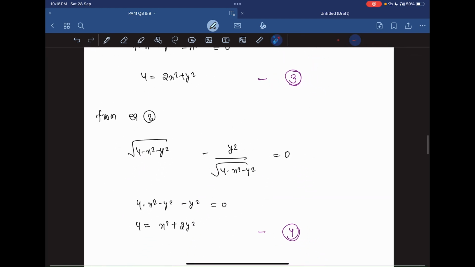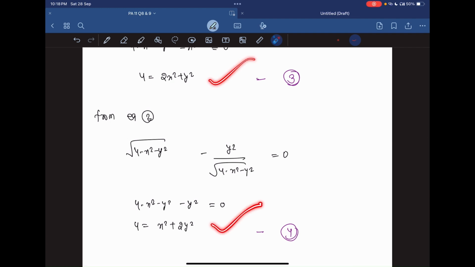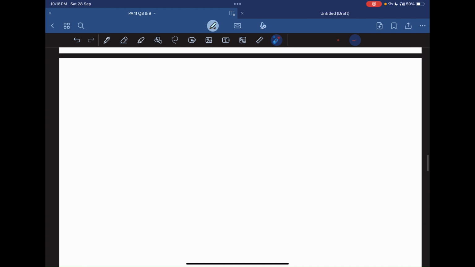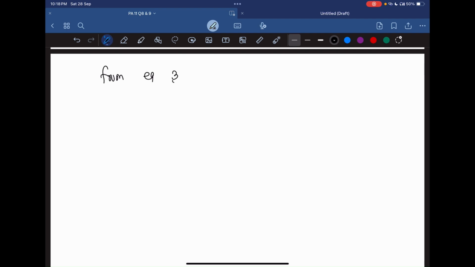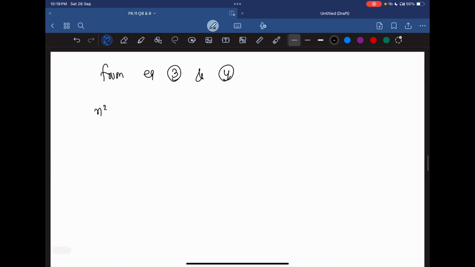Now notice in these two equations, 2x square plus y square equal to 4 and x square plus 2y square equal to 4, their LHS is equal, so that means their RHS should also be equal. So from equation 3 and equation 4, I can write that x square plus 2y square should be equal to 2x square plus y square. That gives us x is equal to y.